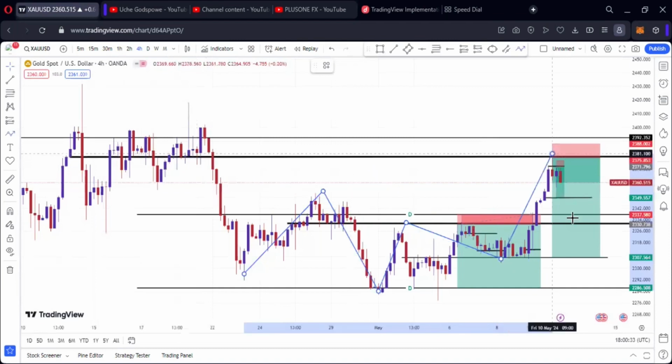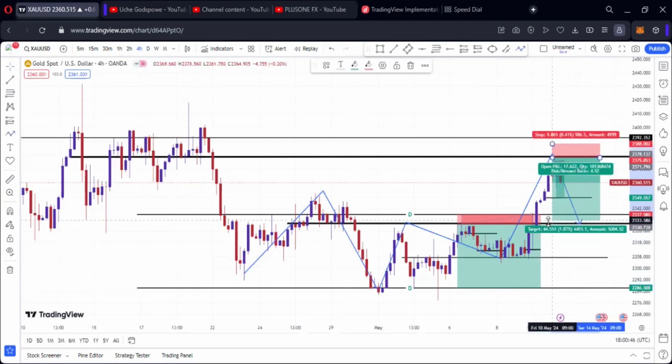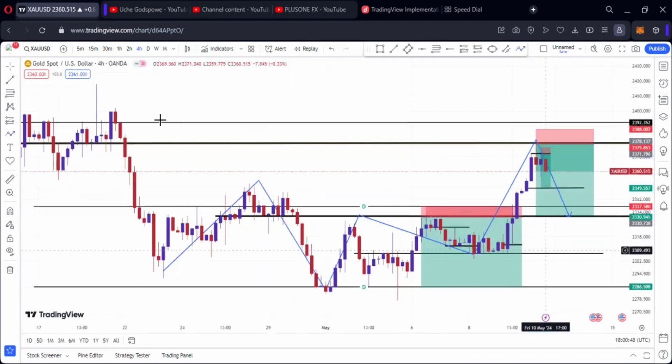And from this zone now, what am I expecting? I'm expecting a drop. I'm expecting gold to drop, even if it is to this zone around here. You can take your TP around this zone. Let me show you guys. You can take your TP around here. It's still worth it.